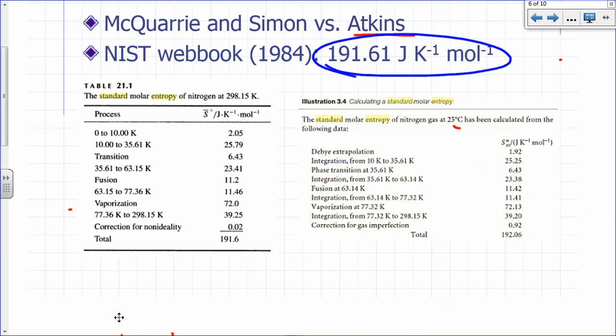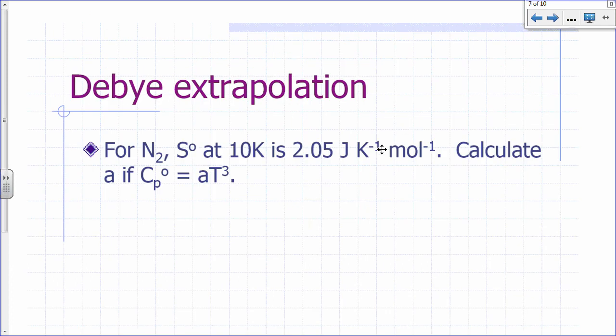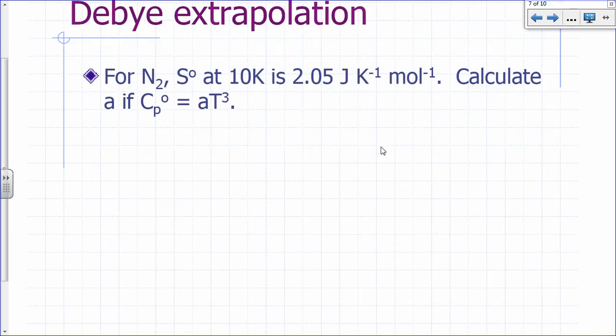So anyway, that's how you calculate the absolute entropy. What time is it? We still have some time. 27. We got plenty of time. All right. Now the Debye extrapolation. If for nitrogen, let's take the value of the entropy at 10 Kelvin to be 2.05 joules per Kelvin per mole. What's your A in the expression Cp equals AT cubed?